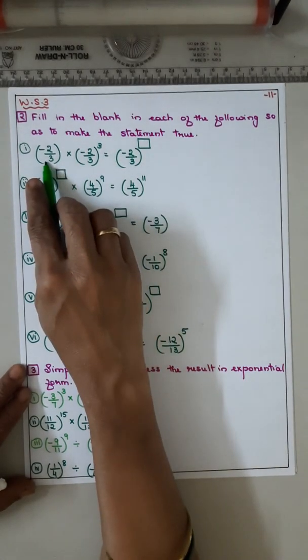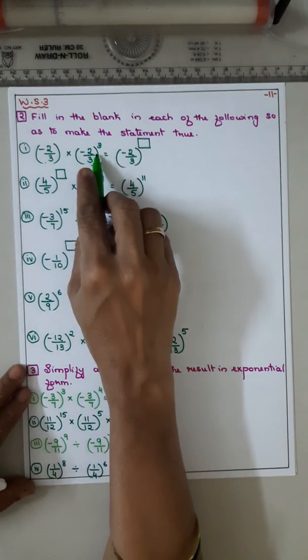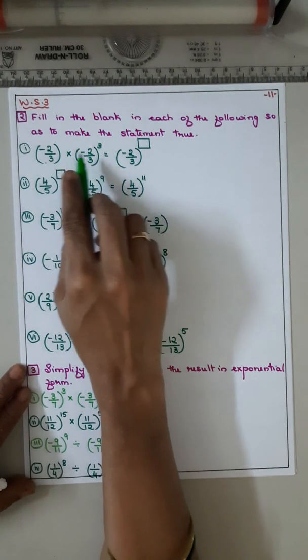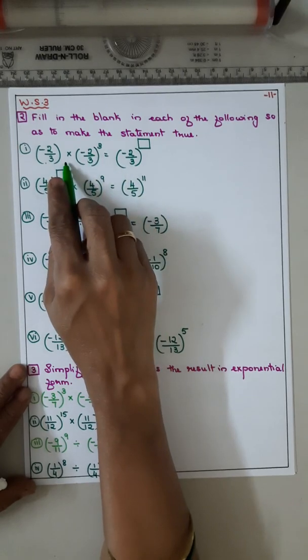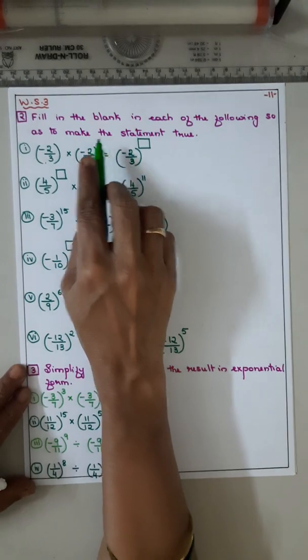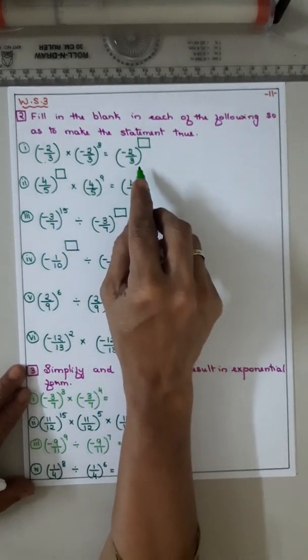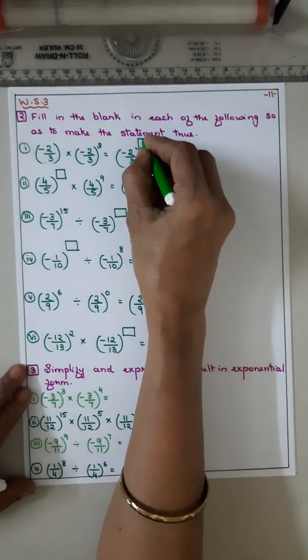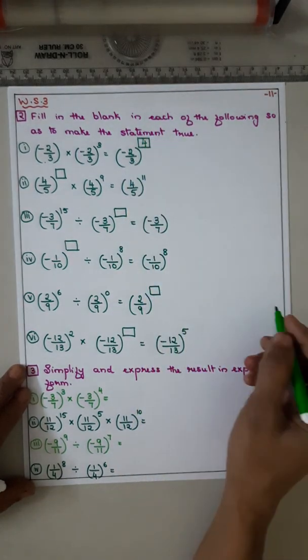So (-2/3) into (-2/3)^3 means bases are same. Multiplication, so we have to add the powers. 1 plus 3 is 4. Base is also same. So what will it be? Answer is 1 plus 3 is 4.